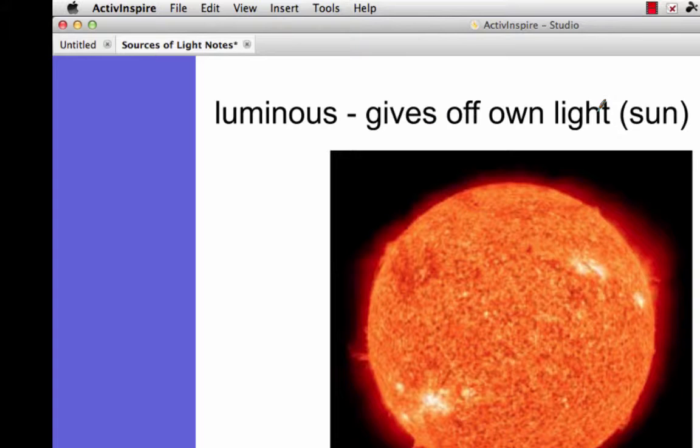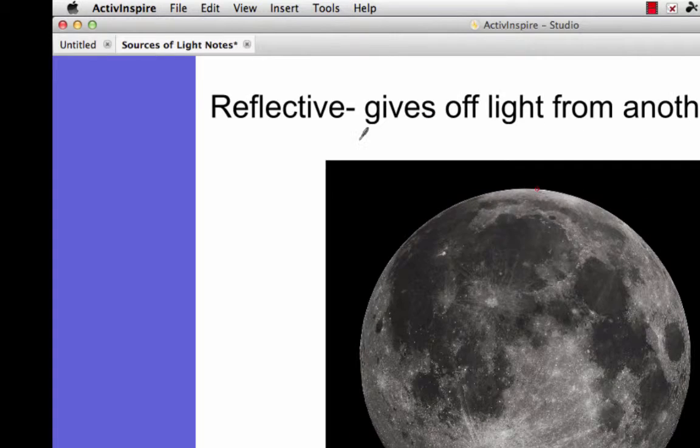Now, something that may be a little bit different than luminous is something that is reflective. Something that is reflective gives off light, but it's coming from another source. So the moon is an absolute perfect example of this. When you go outside at night, on the night of a full moon, and it's pitch black, yet you can see other things around you, it's because you have the moon. Now what's confusing is that that light is not actually the moon's light. That light is coming from the sun.